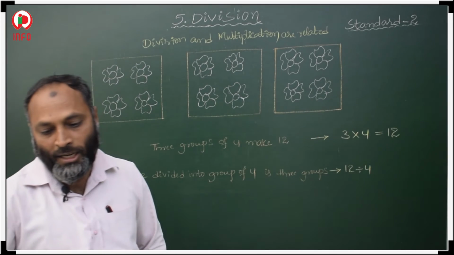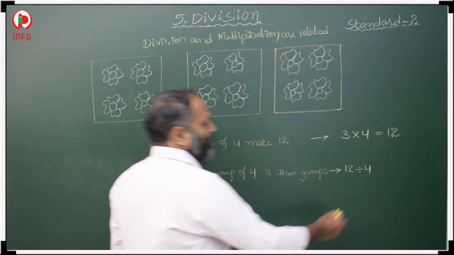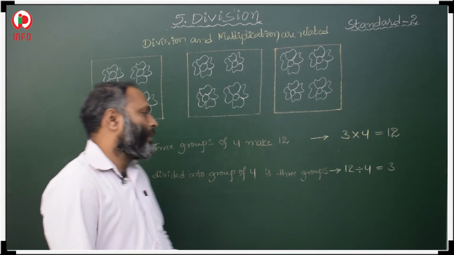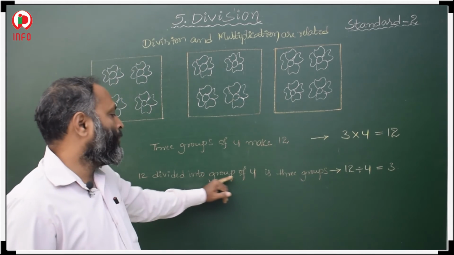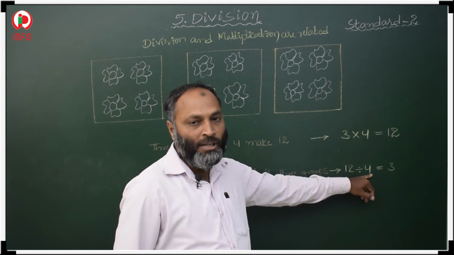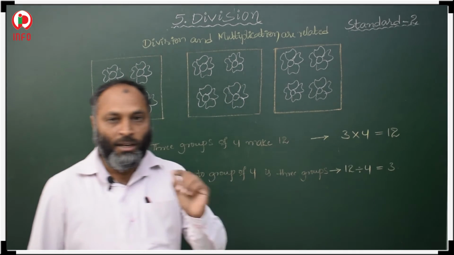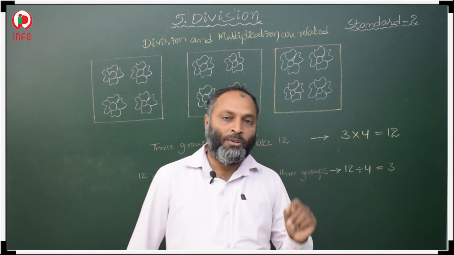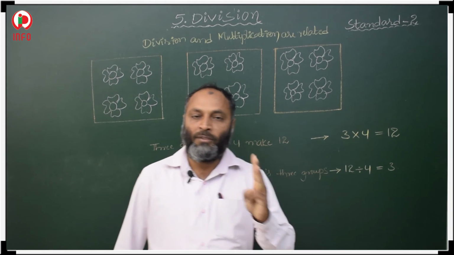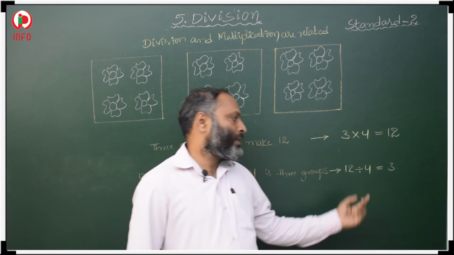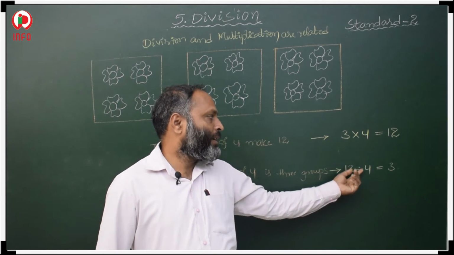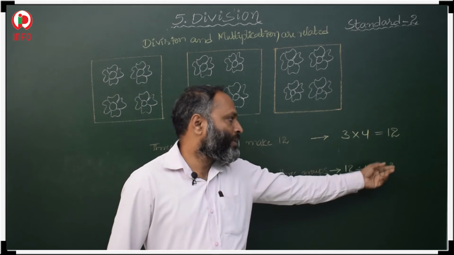If 4 flowers are there in each group, then how many groups can we make? 3 groups we can make. So 12 divided into groups of 4s is 3 groups. 4 flowers are there in each group, total 12 flowers. In 12 flowers, if we keep 4 flowers in each group, then we can make 3 groups. So this is our division statement.